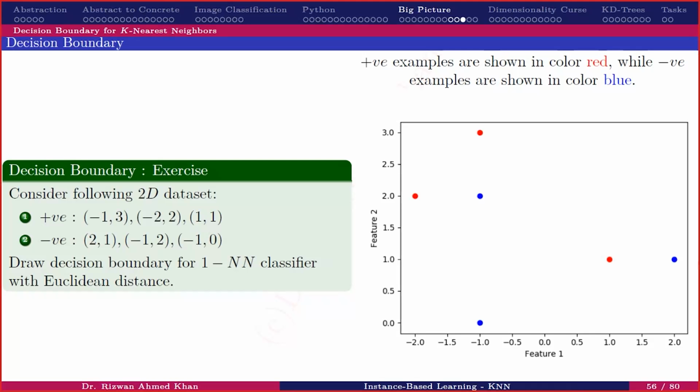Are you done? No, sir. The 2 minutes. I'm showing you the plot of this data point, so it's easy to just see where the decision boundary would be.